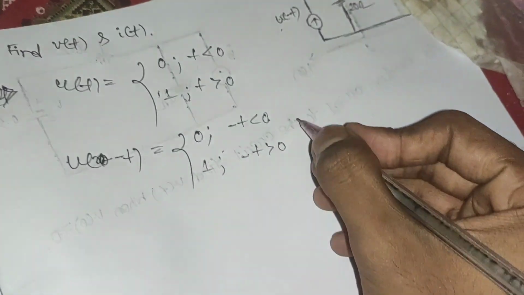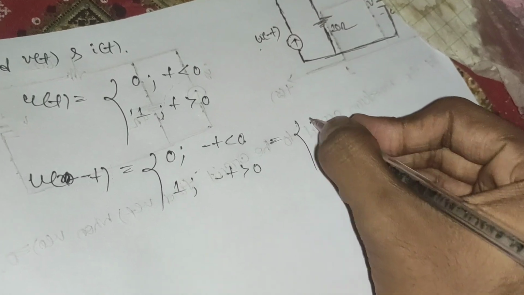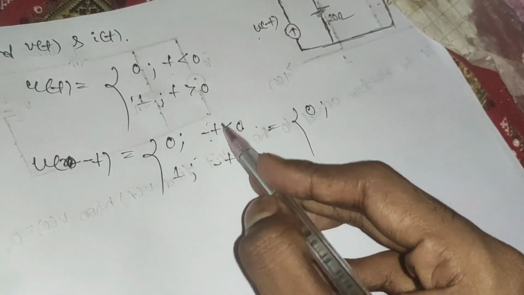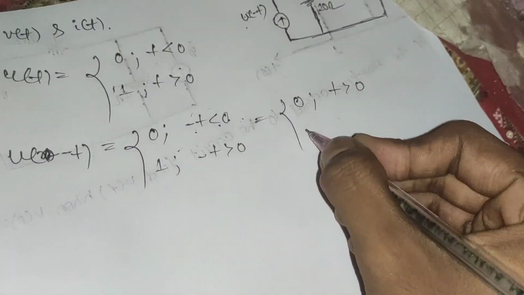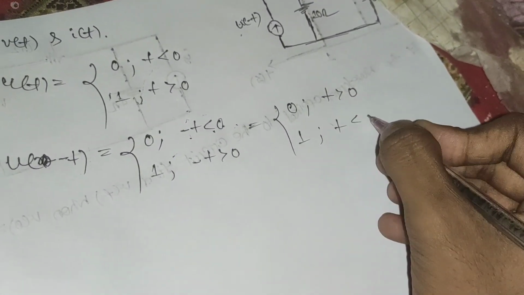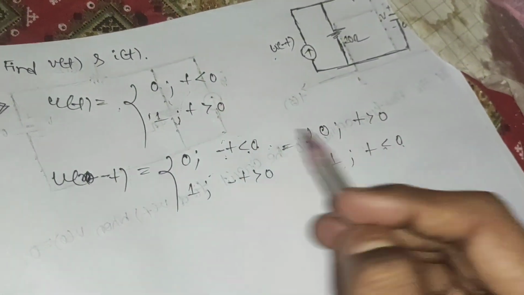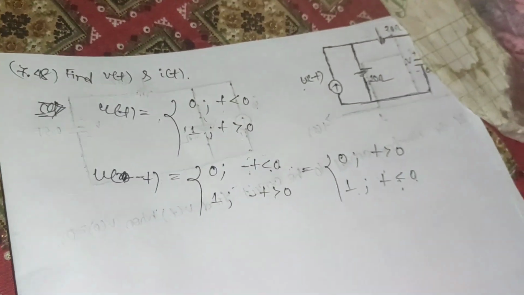Okay, so as we know from the rules, if we multiply negative on both sides, the sign will be changed. So for 0 it will be t greater than 0, and for 1 it will be t less than 0, right? So it is completely opposite of this. So u(t) and u(-t) are mirror images of each other.